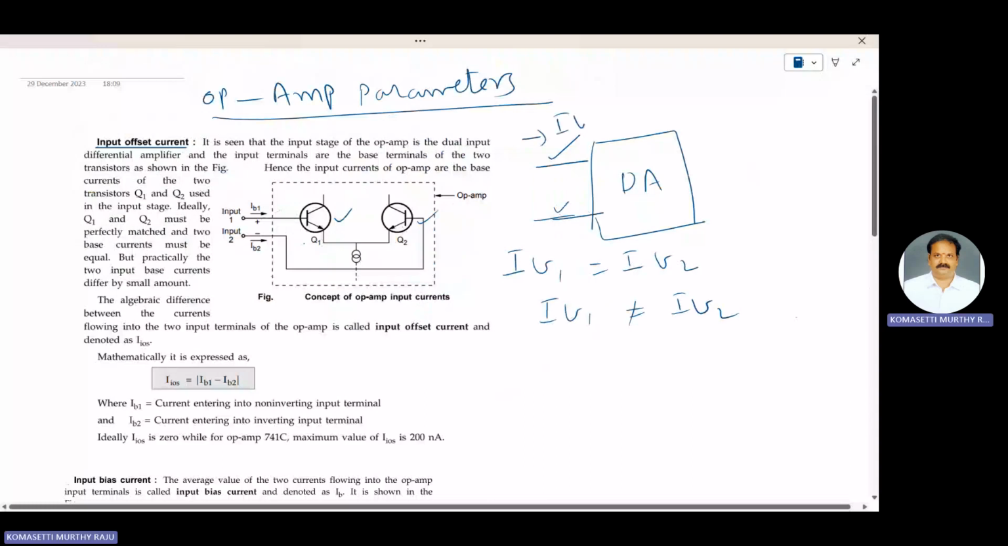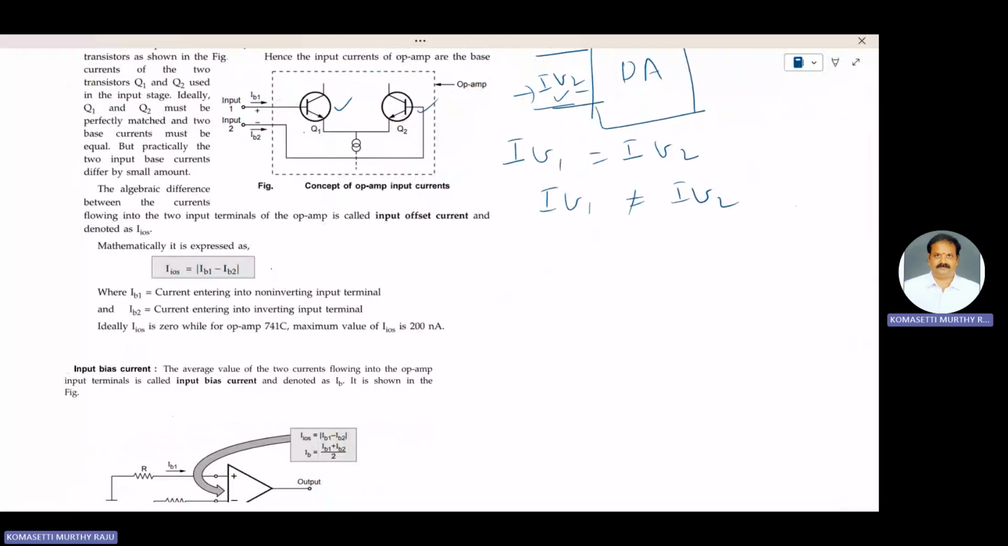This is the IB1 current, and this one is the IB2 current. The algebraic difference between the currents flowing into the two input terminals of an op-amp is called offset current. Mathematically, it is expressed as IOS is equal to mod of IB1 minus IB2, where IB1 is the current entering the non-inverting input terminal and IB2 is the current entering the inverting input terminal. Ideally, IOS is 0, while for op-amp 741C, the maximum value of IOS is 200 nanoamperes.